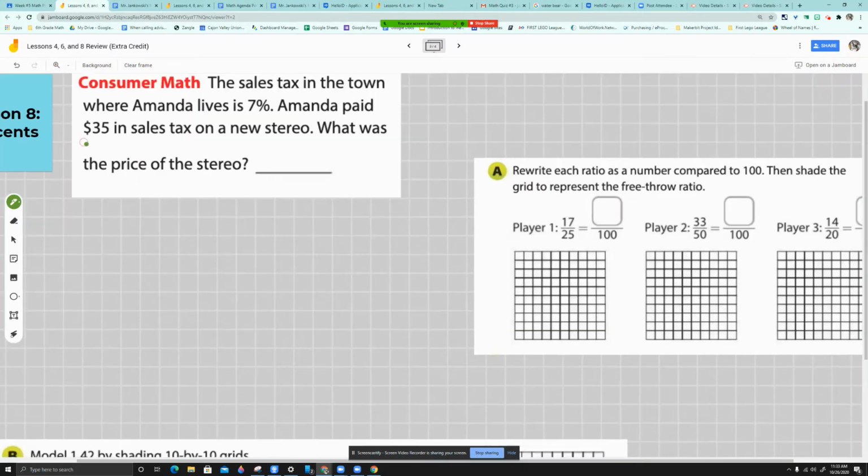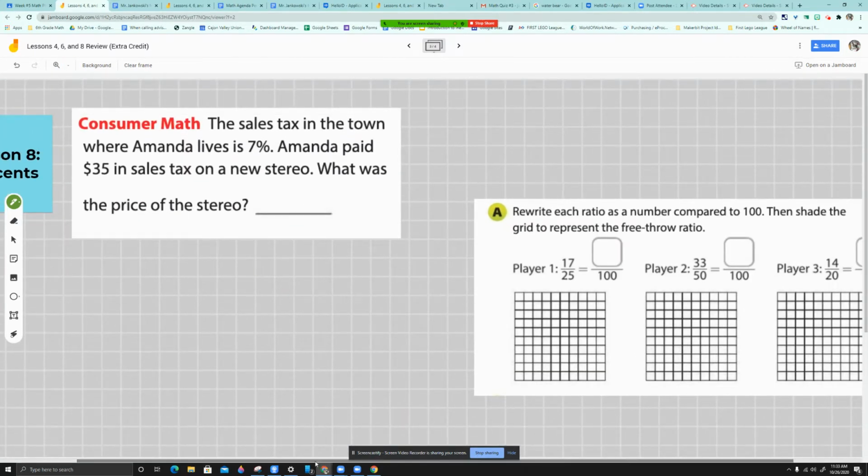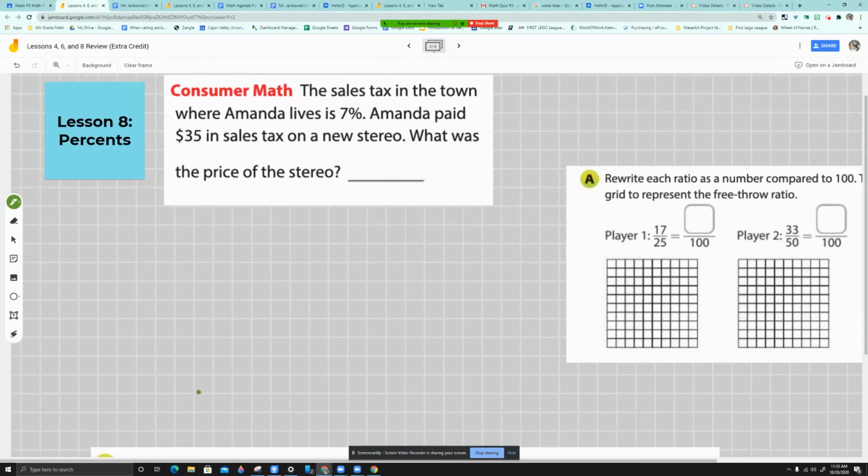It says consumer math. So, consumers are people who buy things, and we are all consumers. We all buy things, whether it's small things or big things. But it says here in this question, the sales tax in the town where Amanda lives is 7%. She's quite lucky, actually, because I believe in El Cajon, our sales tax is closer to 10%. Amanda paid $35 in sales tax on a new stereo. What was the price of the stereo?